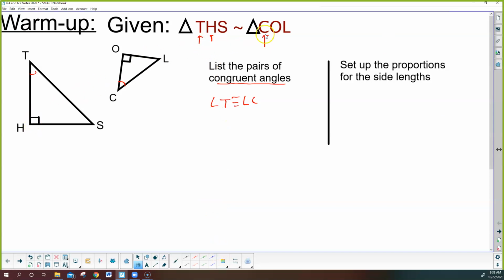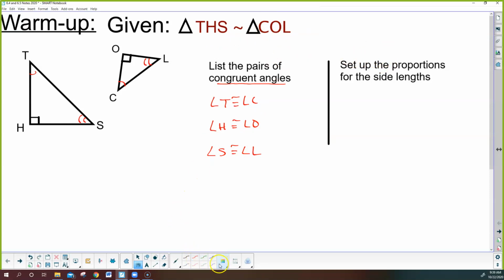H is the 90 degree, and that's O, so those are already marked. And then the last one, S, is congruent to L. And I should put markings on that. Okay, now that also helps me identify the side lengths.